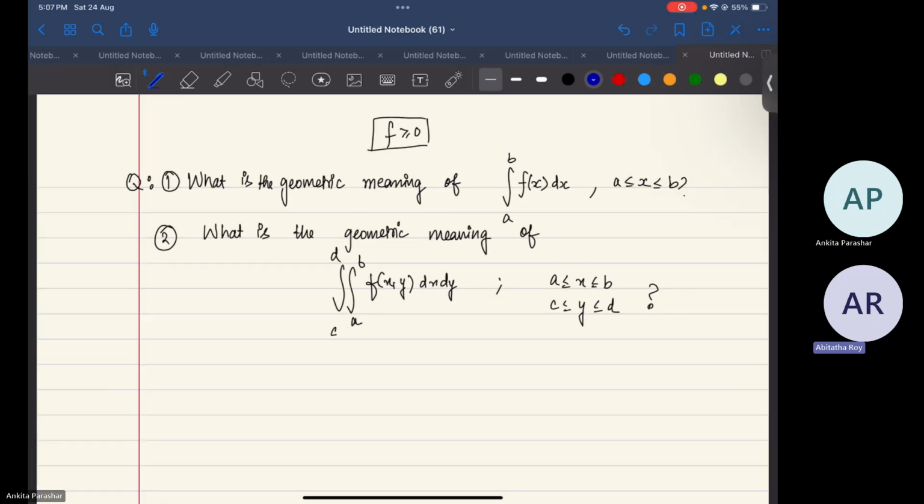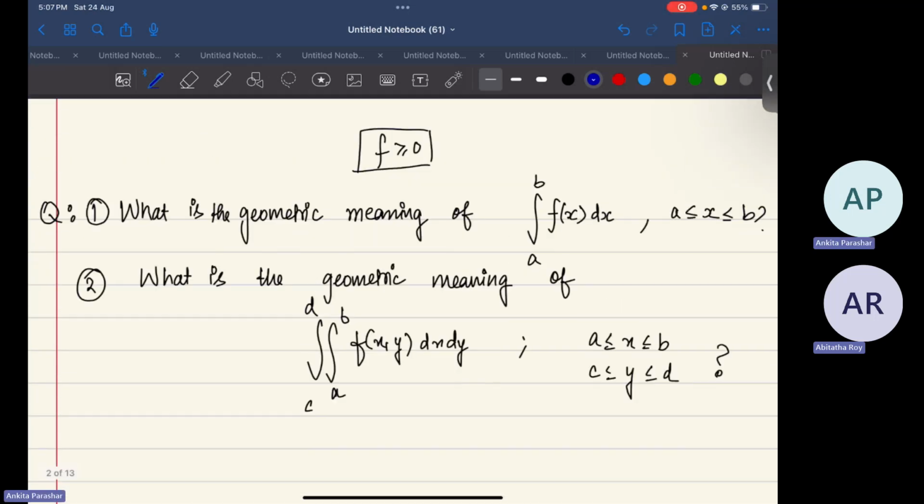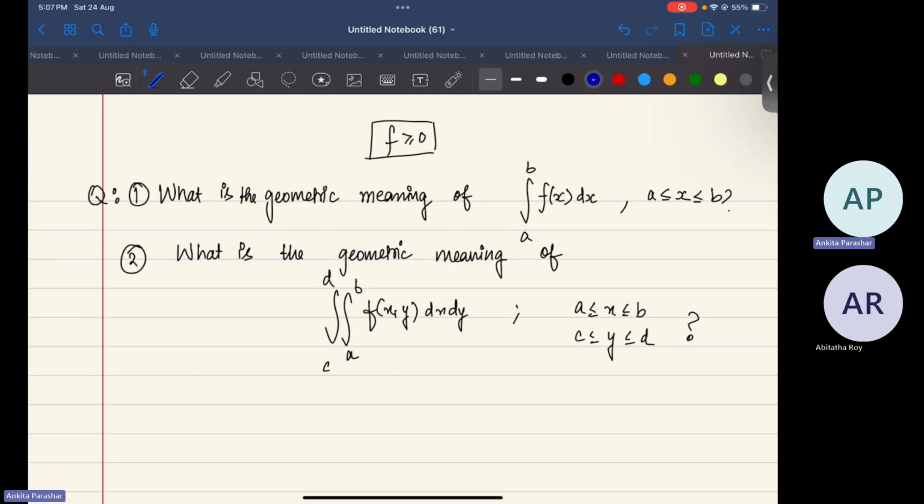For the single variable case, we can say that it is the length of the function within the given limits. And in case of a two variable integral, it's the... okay no, for single variable it's the area under the curve. For double variable, it's the volume within the given limits. Yeah, this is what you said.